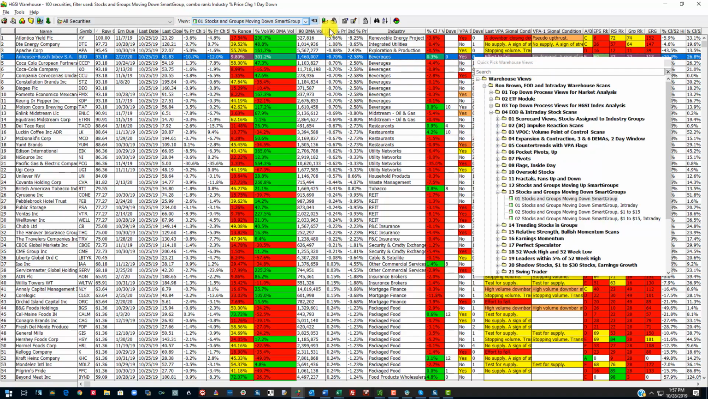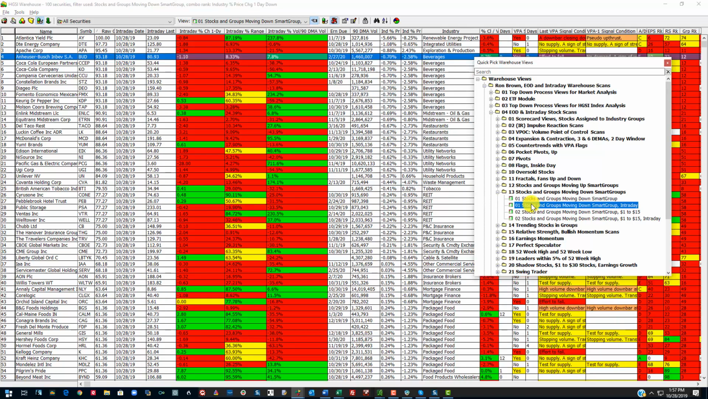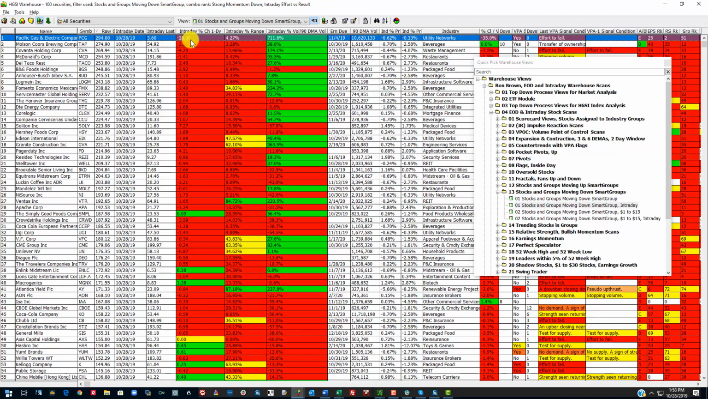Now, I'm going to take these, do the same thing, take the combo off, move down to the next level, which is the intraday version, and you can see that these stocks are continuing down. And if I want to see the stocks that are moving down the most out of this group, that is today, intraday, I engage the combo.